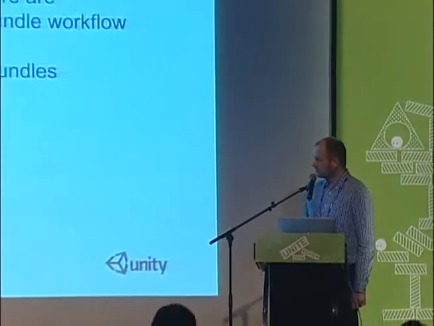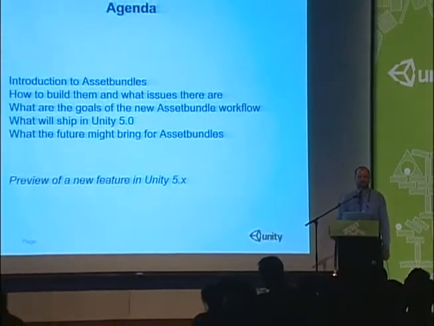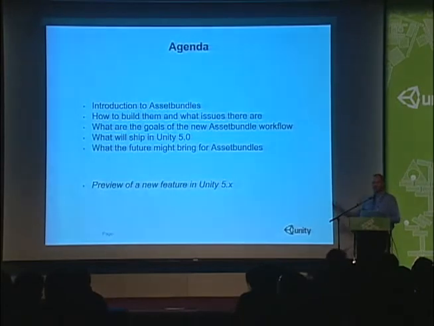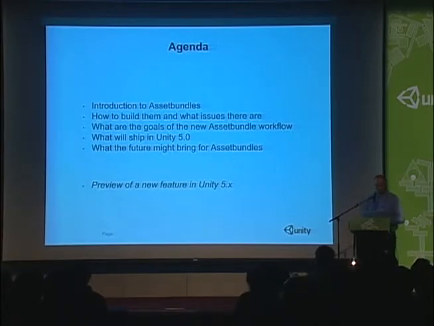I'm going to start off with a short introduction to asset bundles for those of you who haven't seen the concept before. We're going to talk a little about how we build asset bundles in Unity 4. I'll give you an introduction of the high-level goals of the asset bundle workflow that we are aiming for in the Unity 5 lifecycle. I'll introduce you to what we are actually shipping in Unity 5.0 and what the future is going to bring for asset bundles. Once this is done, I'm going to skip to something completely different, which is the multi-level editing that we're introducing in a future version of Unity 5. And I will show you some demos of how it works.